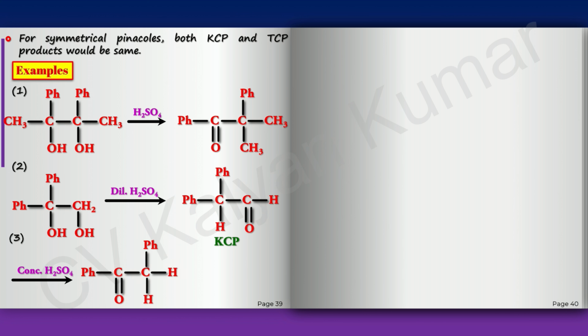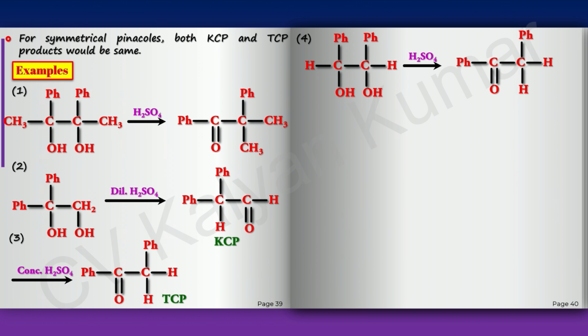Now it's not always necessary that TCP and KCP have to be different. They could be same also, but you have to check both. What do you think will happen to this one? Well, carbocation is formed in either of them, but there will be hydride shift. So I will get only one product. What do you think will happen to this one? Pause.